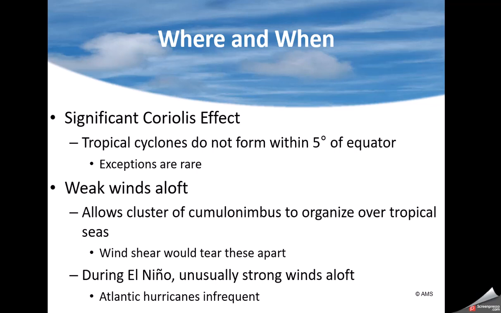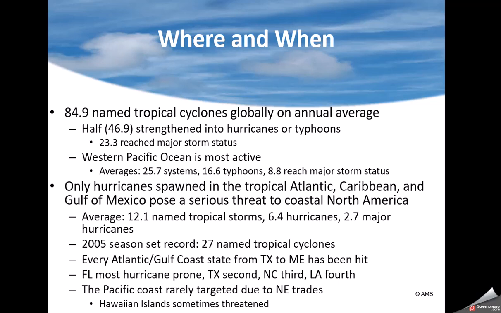Interestingly, El Nino years usually have fairly strong easterly trade winds. When that occurs, you have fewer hurricanes. Here are your averages. Notice the Western Pacific gets quite a few storms, as does the Atlantic. And they actually increased these averages slightly over the last 30 years because of the fact that we've had more hurricanes lately.